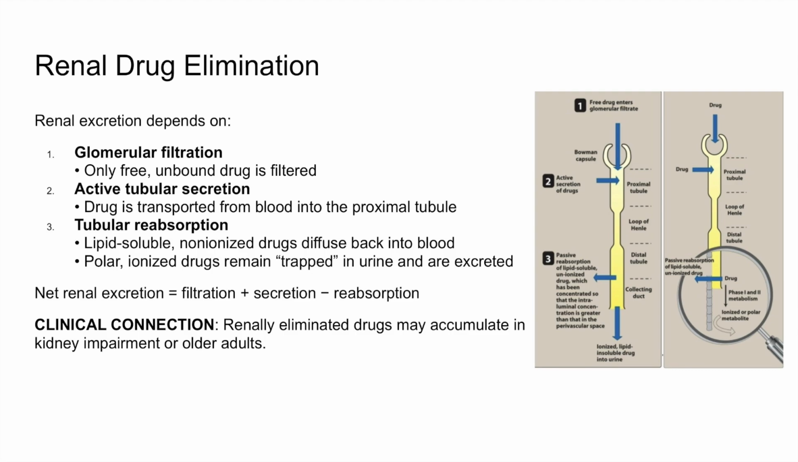As water is removed from the tubule, lipid-soluble non-ionized drugs may passively diffuse back into the blood. Polar ionized drugs cross membranes poorly, so they remain trapped in the tubular fluid and are peed out. Net renal excretion equals filtration plus secretion minus absorption. So when kidney function declines, renally cleared drugs and active metabolites may start to accumulate, requiring dose or dosing interval adjustment.